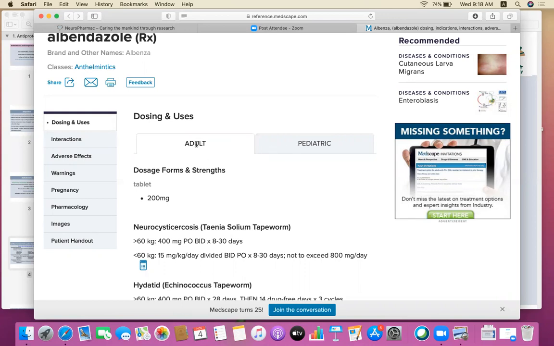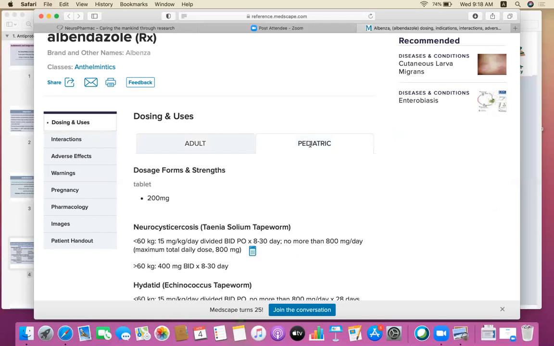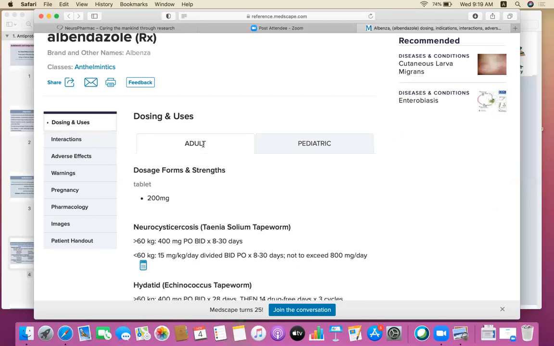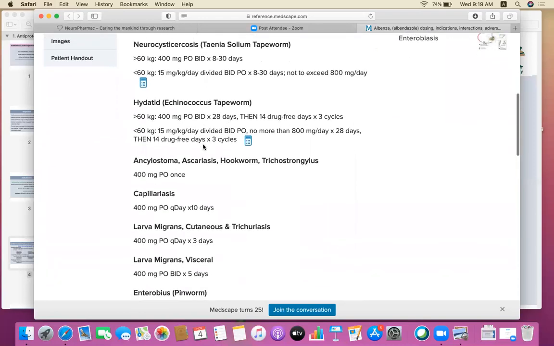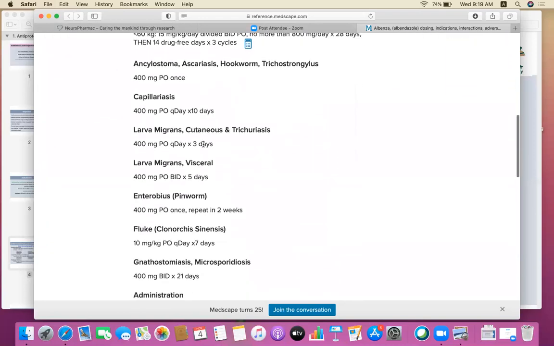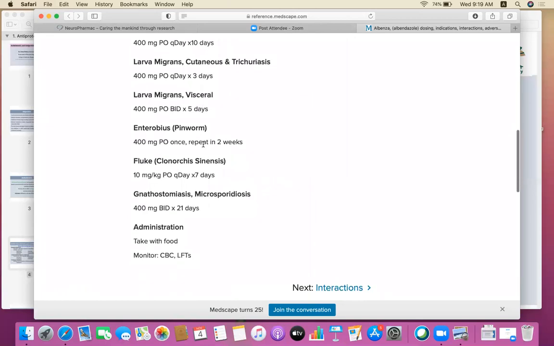So here in the dosing and uses, there are two groups. You can see adult and pediatrics. If you click on pediatrics, you will get the dosage and use in pediatrics. And if you click on adult, you will get the indications and doses of specific drugs. So this is albendazole, and these are all the uses of albendazole.